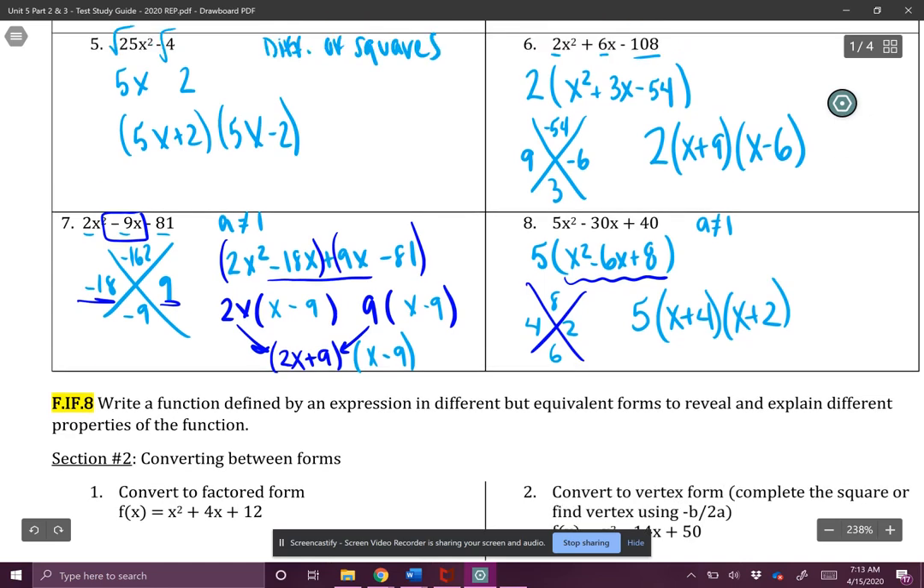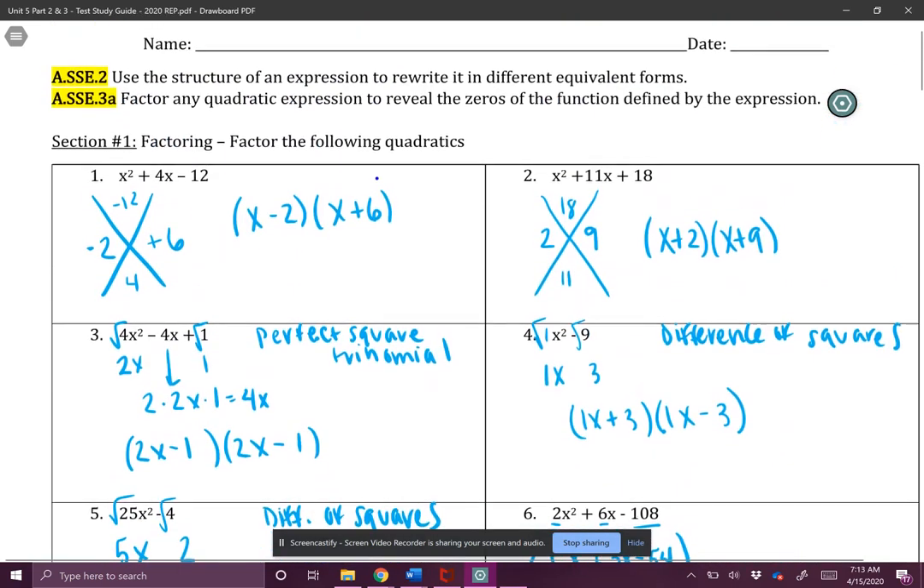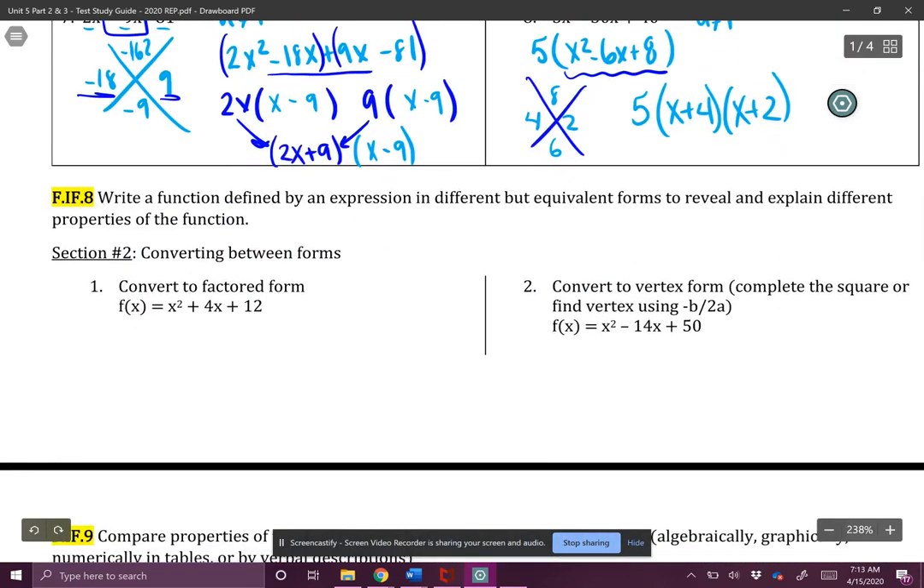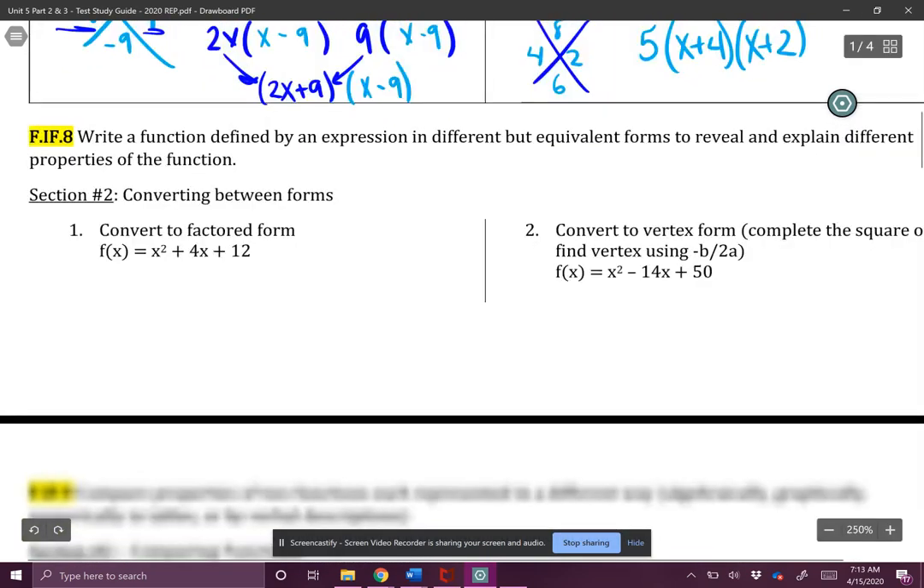Good. Factoring is the biggest battle here when solving quadratics. So good work trying to figure those out. And if you have questions, we can hop on Teams to work with those. All right, let's go to section 2, and then we'll finish out this video.